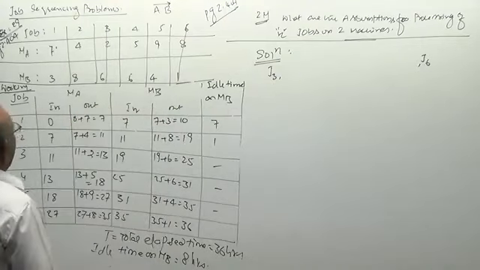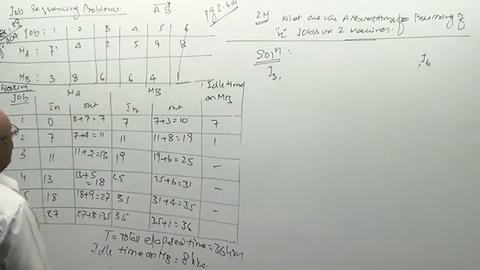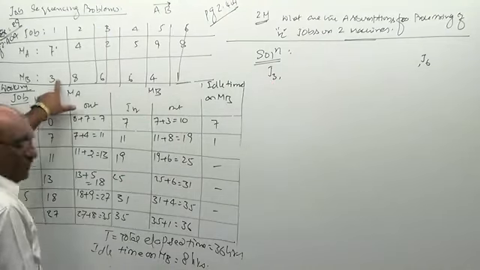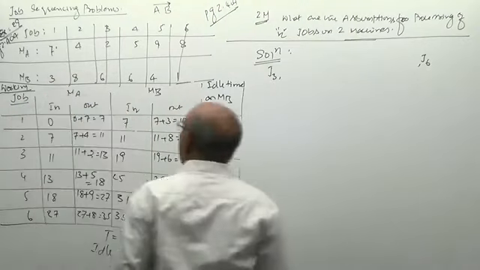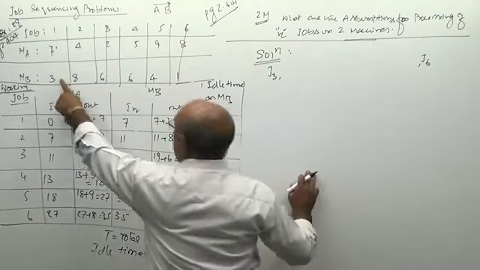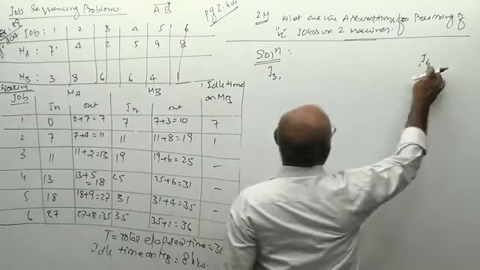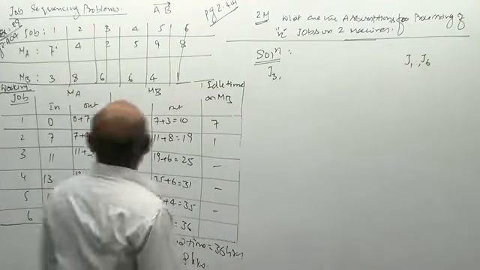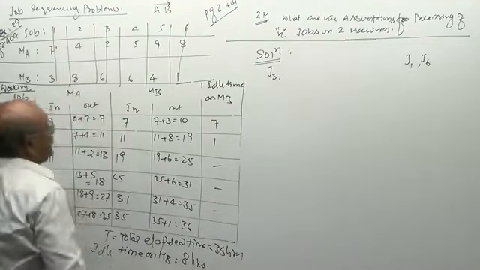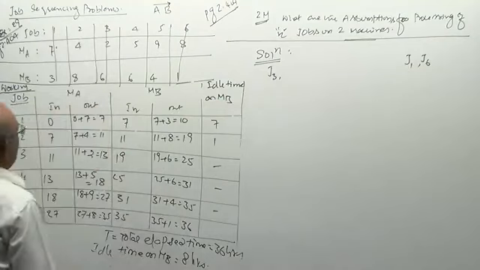Next, from the remaining, what is the least processing time, sir? 3 hours. This 3 hours is on the second row. Since it is on the second row, this job will enter into the machine A before job 6. So J1 is the job. It is also eliminated.